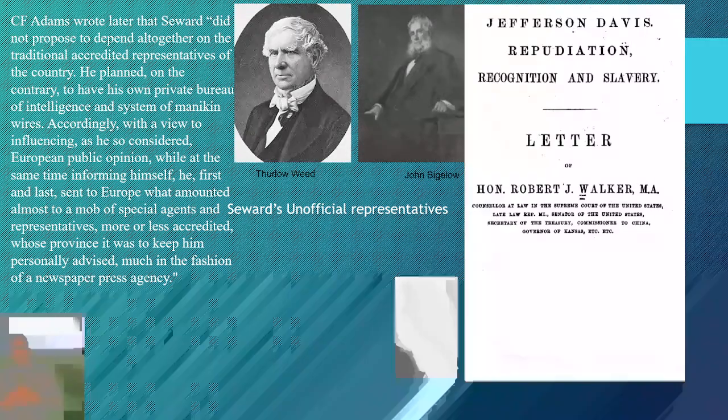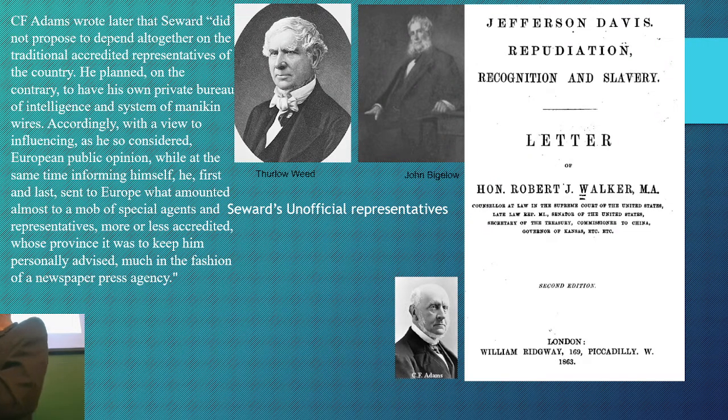The other thing that happens is that Robert Walker, who had produced the Walker Tariff, is a Southerner, a planter, but he decides to support the Union. He goes abroad and he points out that Jefferson Davis repudiated the Mississippi debts. He says, in this pamphlet, Jefferson Davis, Repudiation, Recognition, and Slavery, that the Southerners not only represent slavery, they also repudiate their debts. They're not going to pay them back. The Union is going to pay them back. And so when it comes to bonds, the Union does extremely well in Europe and is able to basically fund the conflict for much longer than the Confederacy is.